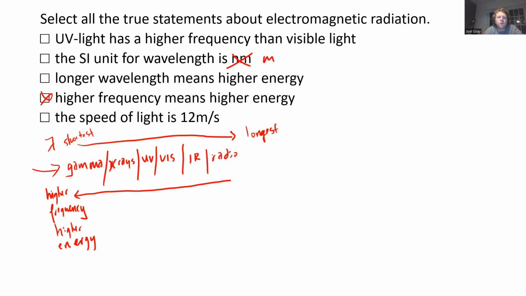Then, UV light has a higher frequency than visible light. This is where it becomes important for us to know the sequence, which goes from the shortest to the longest wavelengths. We can see that UV electromagnetic radiation precedes visible light, so it's to the left of it. And if we think about high frequency versus low frequency, we can see that yes, indeed, UV has a higher frequency than visible light. So I'm going to mark that one as true as well.